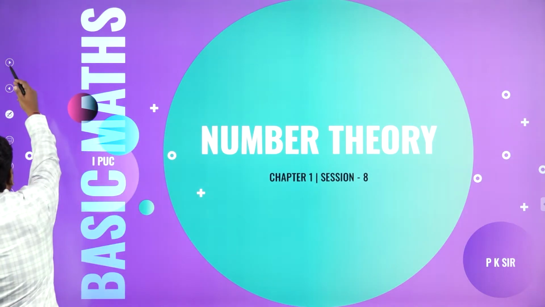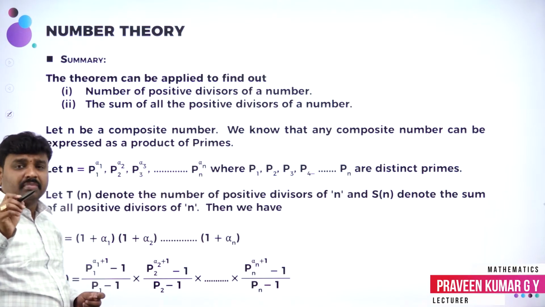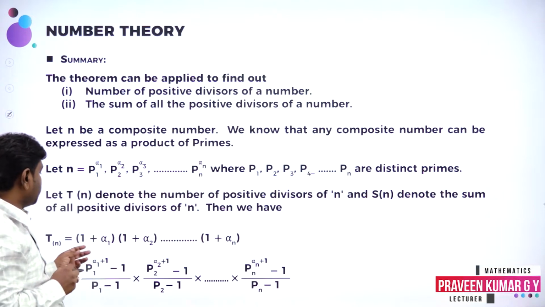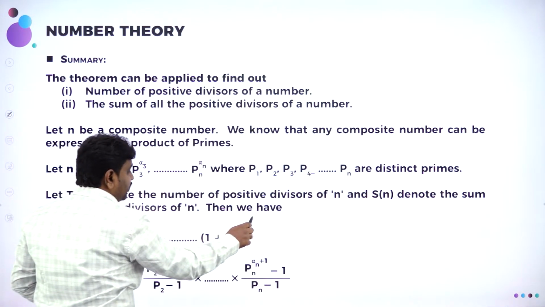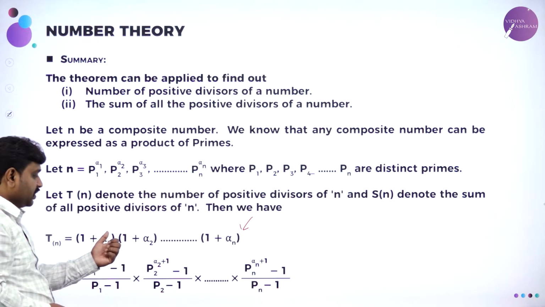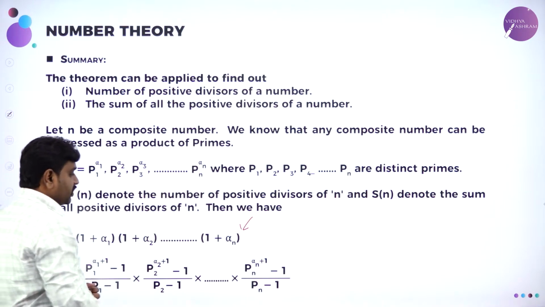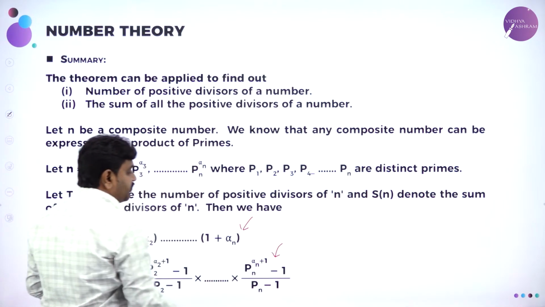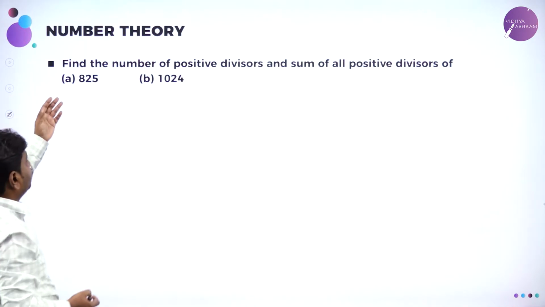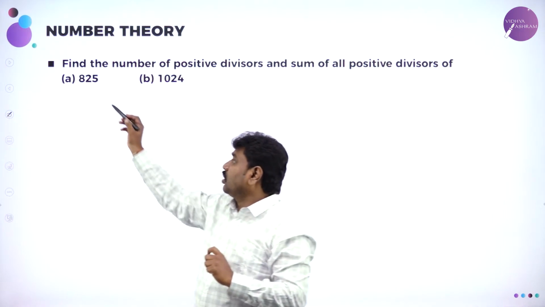So if I glance back, I taught you how to express a number in canonical form. After expressing the number, you know how to find the total number of divisors using this formula: Tn is (1 plus alpha 1) into (1 plus alpha 2), and so on till (1 plus alpha n). You also know how to find the sum of divisors. This is the first important concept we have discussed, and we have done problems of this kind: find the number of positive divisors and the sum of positive divisors. You know how to do this.